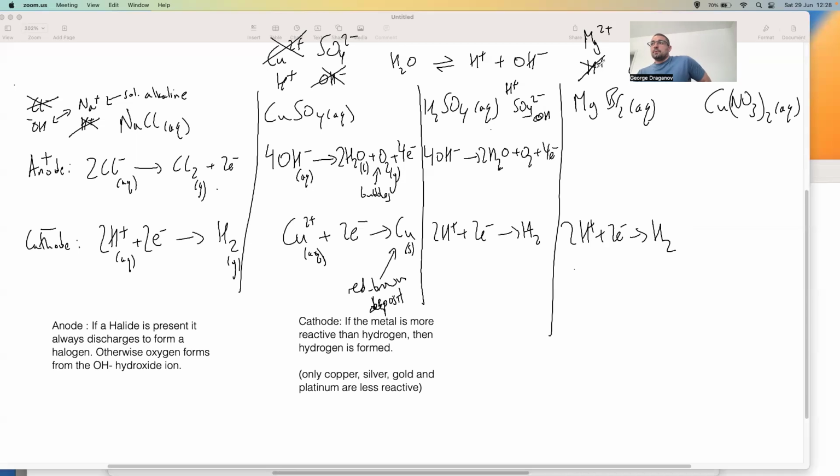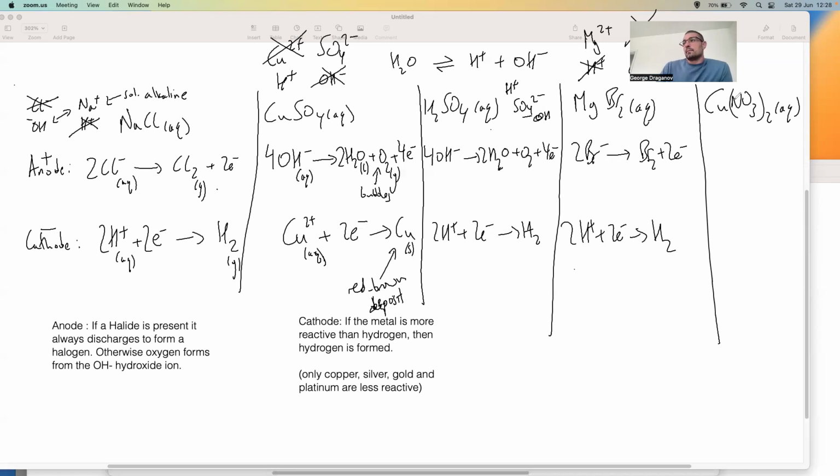So that's now gone, and the halide is present this time, so the halide is the champion that goes here. So you get the same scenario as the Cl minus, but with Br. So the famous 2X minus going to X2 plus 2e minus. Once again, you'll be left with an alkaline solution of magnesium hydroxide.